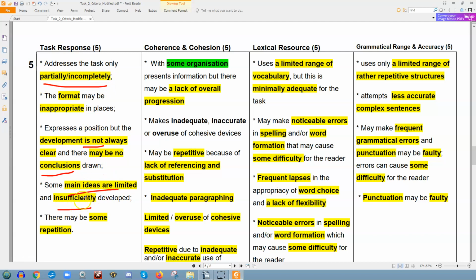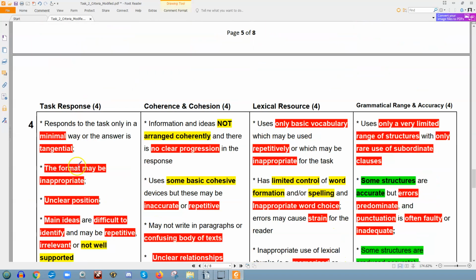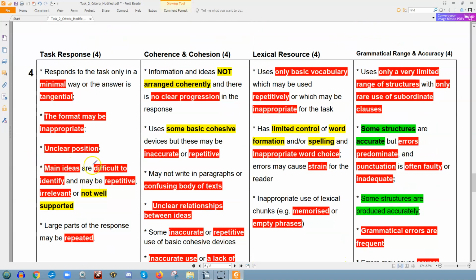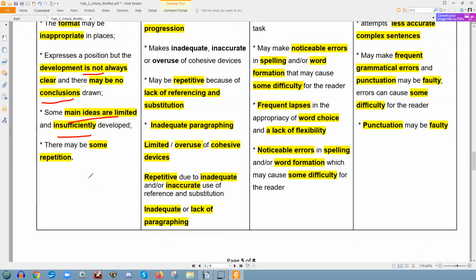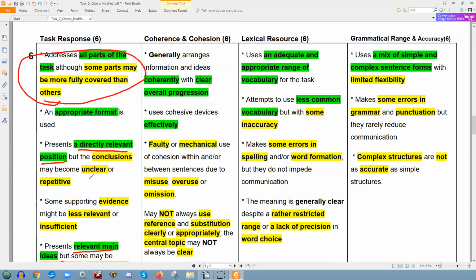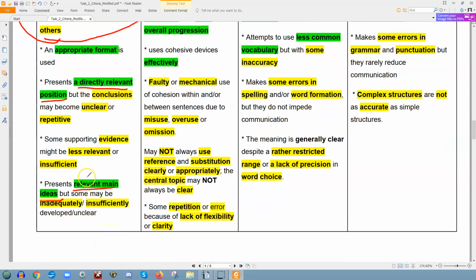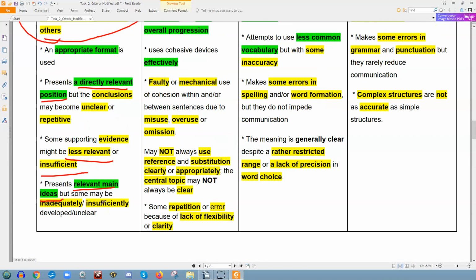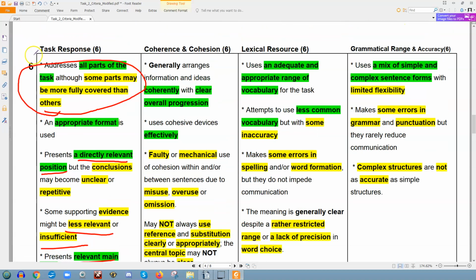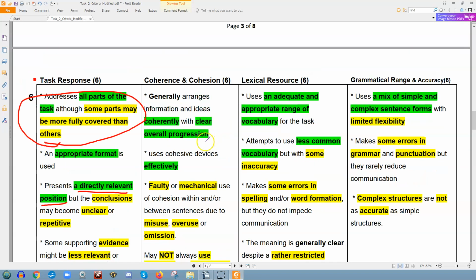I think 5 for task response, I don't think you get anything more. It's not as bad as a 4, but I don't think it's a 6. Unclear, 6 or 5. I'll be overly generous, 6, though the examiner would probably give it 5.